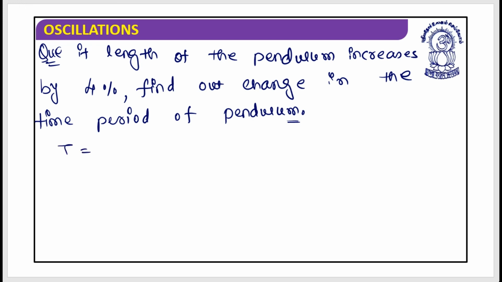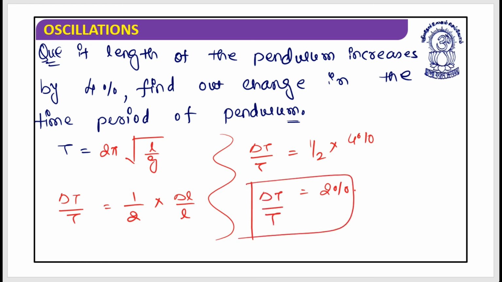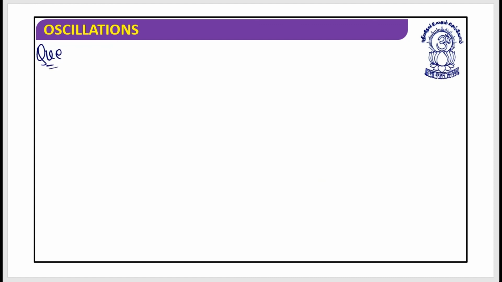So we have T equal to 2 pi root of L by g, and as we have derived, delta T by T is equal to half into delta L by L. If such is the case, then delta T by T equals half into delta L by L, which has been given as 4 percent. So this is going to be changed by 2 percent. This is delta T by T. I hope this is clear. Is it? Are you sure? Great. Let's have the next question.